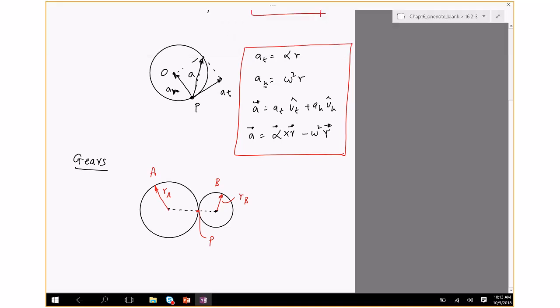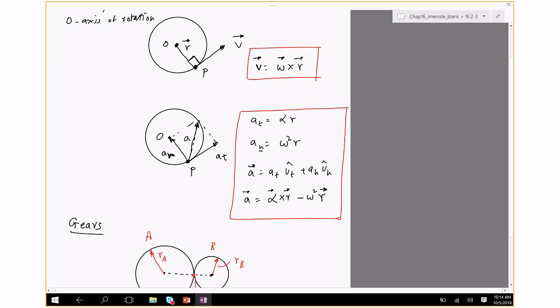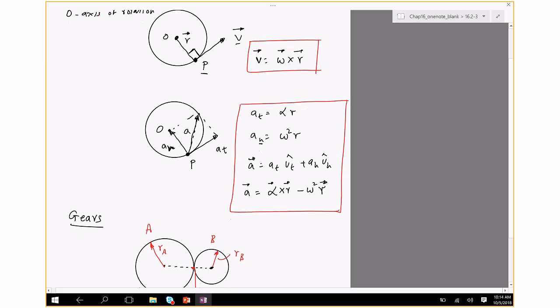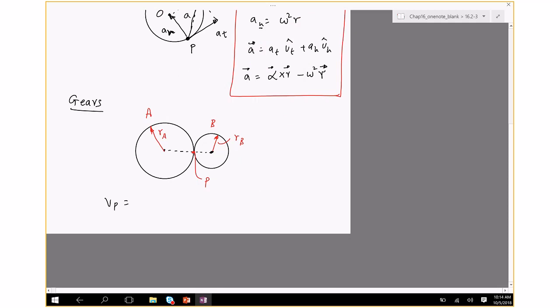And we can write the velocity of P. So this is a rigid body now, and it's moving, and we want to find the velocity of a point P. We already looked at the formula for velocity at point P. It's omega cross R. So I'm going to write the same expression here. Omega cross R, so omega A R A.